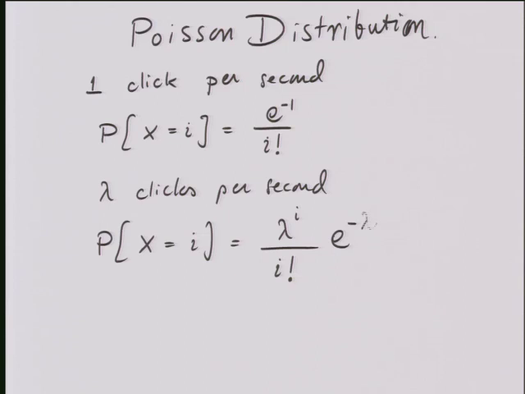Okay, lambda is just some constant. It's like 1 or half or 2 or 3. Okay? So you pick lambda. Lambda is what you observe.